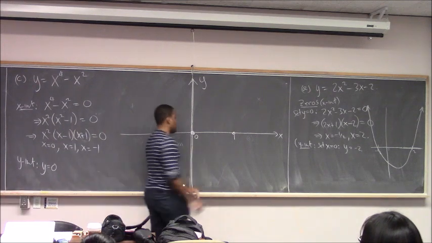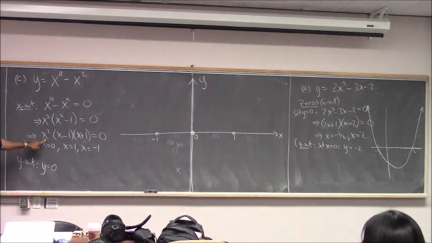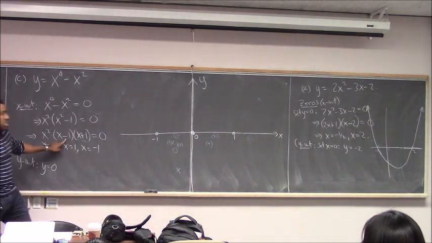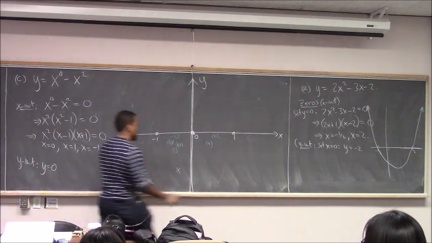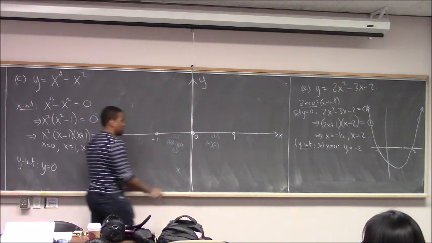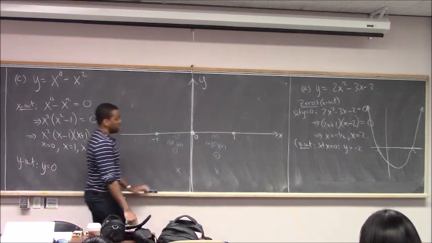Pick a random number in here, like positive a half. Square positive a half, you're going to get a positive number. Plug in positive a half here. If you subtract 1, you'll get a negative number. Plug in positive a half here, you get a positive number. So it's again negative, so the graph should be down here.